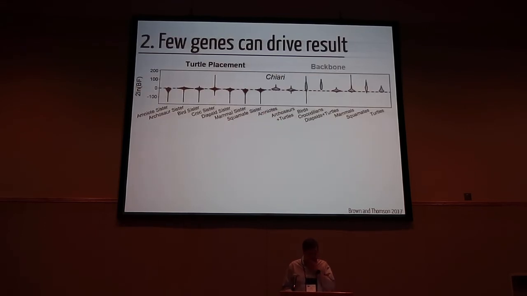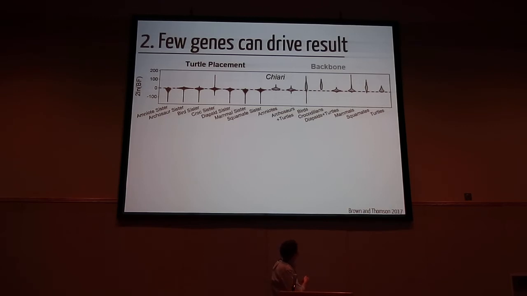Okay, so the second big message that came out of this is that a very small number of genes can drive our results. One of the big promises of phylogenomics is that by gluing together hundreds or thousands of genes, we're lessening the impact of any single gene and hopefully averting problems. So what I'm showing you here is a violin plot with the distribution of Bayes factors across genes for each node. To break this down a little further, on the right side of the plot, we have the backbone nodes for the amniote tree.